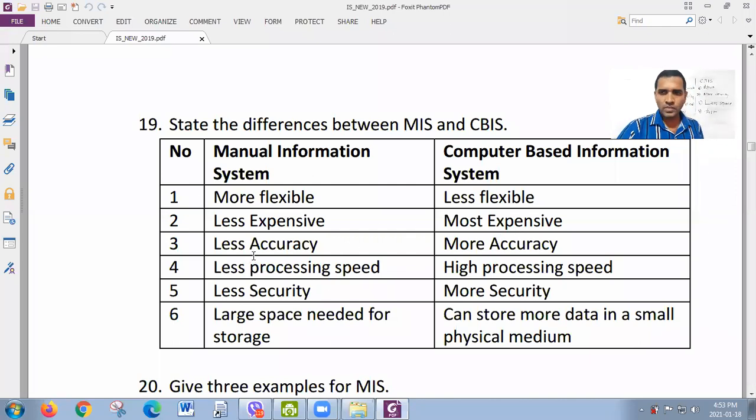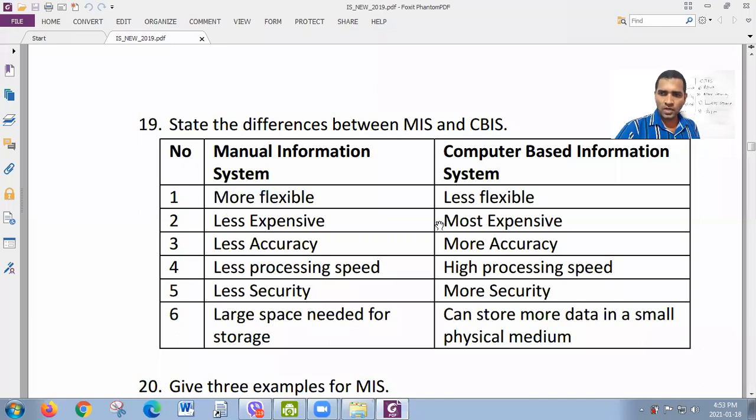Less accuracy, yes, we discussed, they are more accuracy. Less processing speed, because as I discussed just now, everything was done or is done manually, so it takes time. But here it is high processing speed. Less security in manual, okay, they are more security. Large space needed for storage, they can store more data in a small physical medium. Okay, look at the first point.